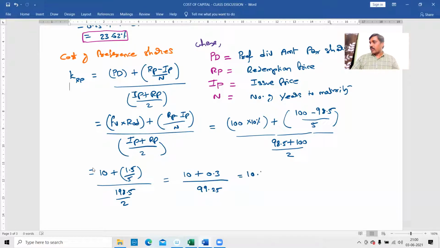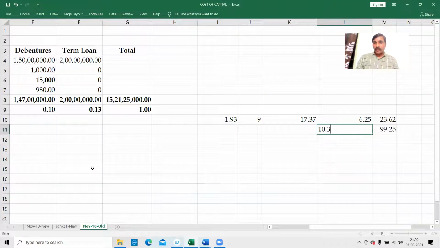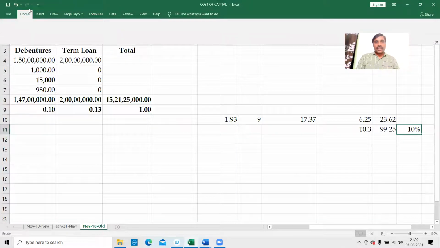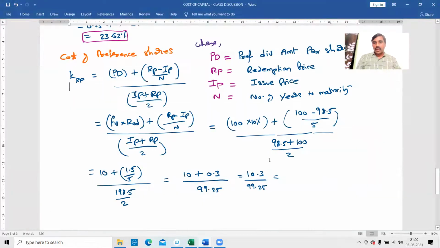Therefore, 10.3 divided by 99.25 will be 10.38. So the cost of preference shares is 10.38.